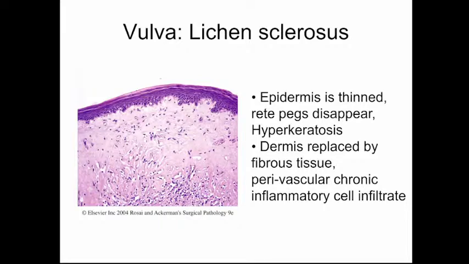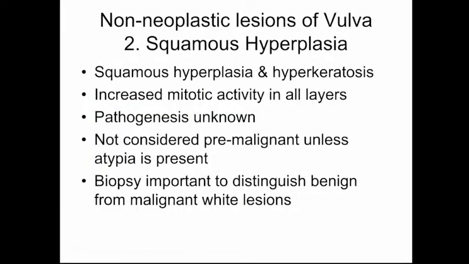The second lesion in this group of epidermal dystrophies is squamous hyperplasia. And as the name suggests, it's characterized by squamous hyperplasia and hyperkeratosis, very similar to lichen sclerosus. But there is increased mitotic activity in all layers. The pathogenesis of this entity is unknown, but generally it's not considered pre-malignant, unlike the lichen sclerosus that we have just looked at. But biopsy is important to distinguish this entity from other malignant white lesions.